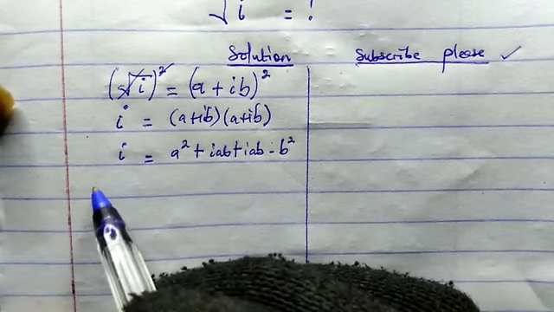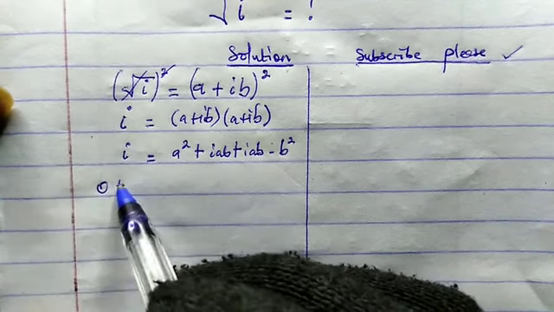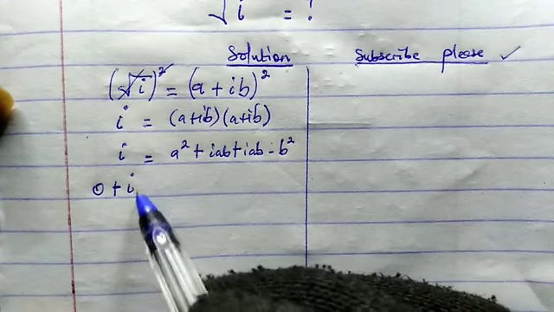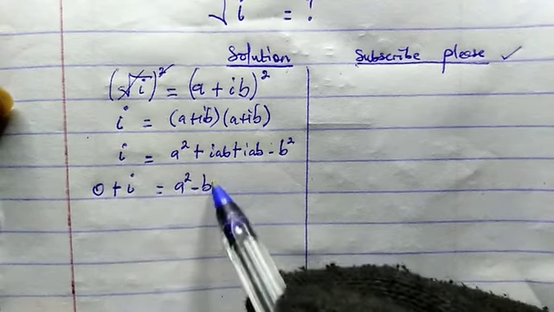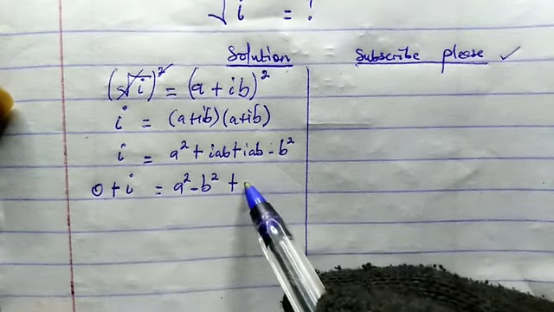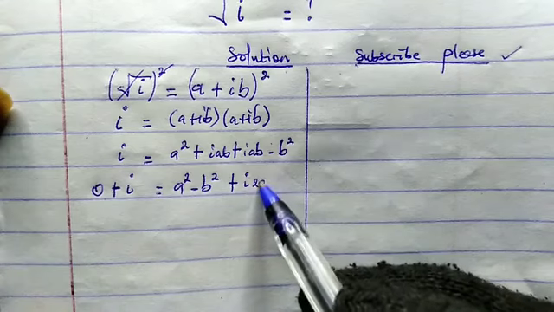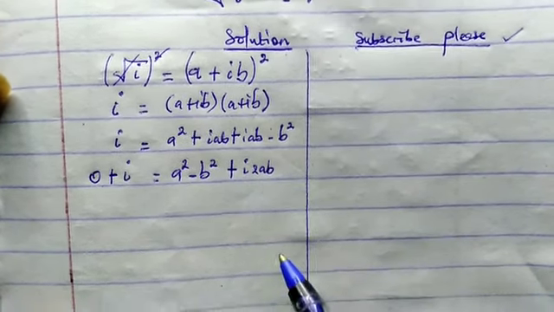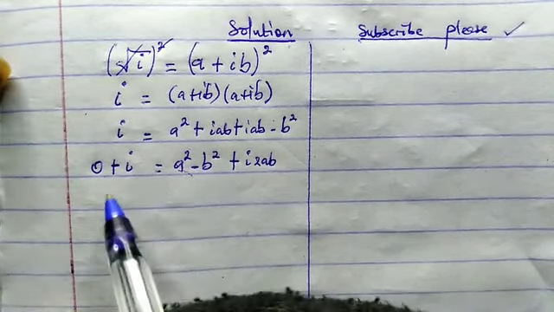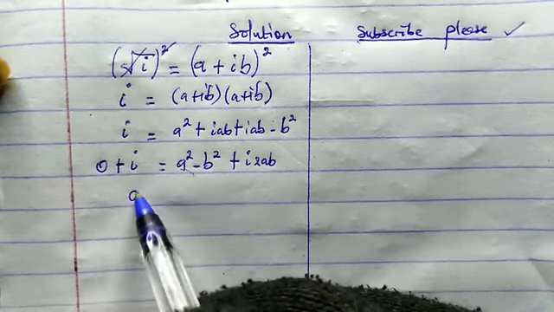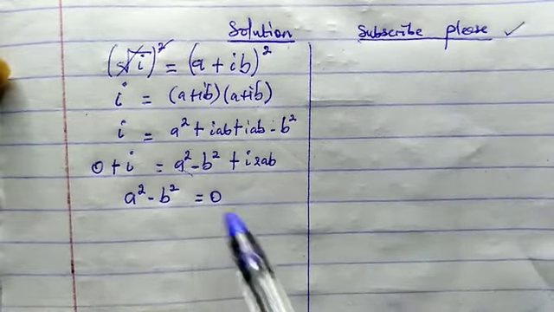So from here, we can write the real part of this iota as 0. Then here we have plus I, that is the imaginary part. This is equal to A squared minus B squared. Then here plus, IAB plus IAB, that is I times 2AB. So from here, we can compare the imaginary part and the real part. So from here, the real part, we have A squared minus B squared. This is equal to 0.